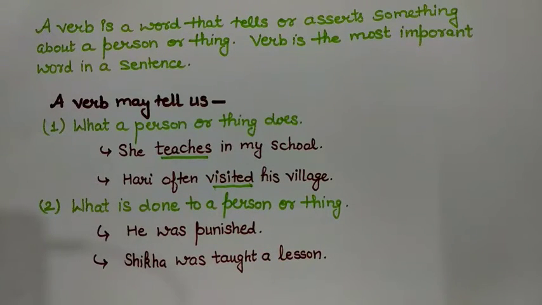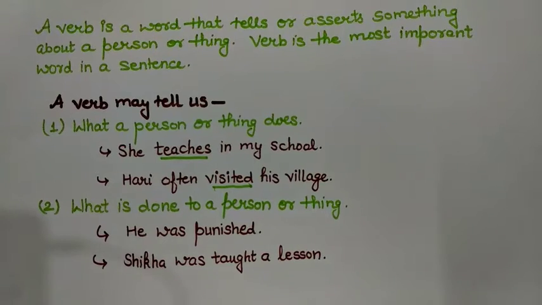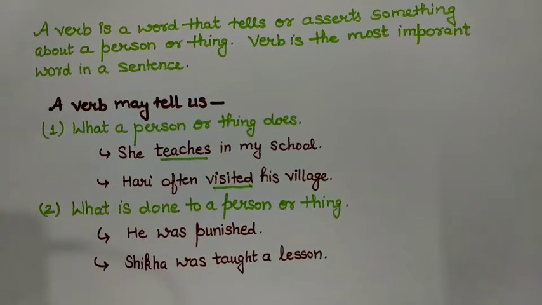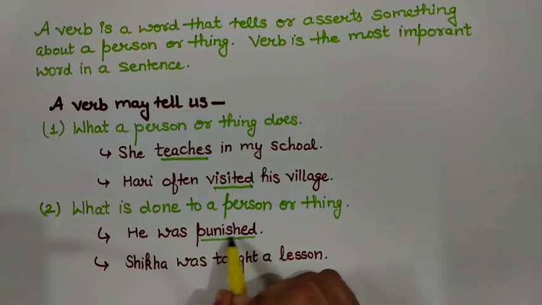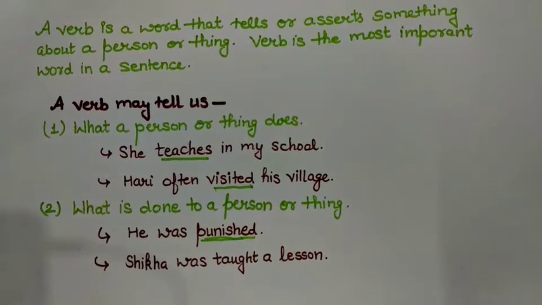A verb also tells what is done to a person or thing. Like, he was punished. You can see that the punishment was given to him, right? So, what is done to a person is also shown by a verb. Shikha was taught a lesson. Here, taught is a verb.